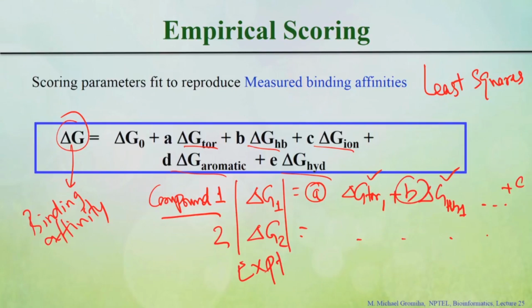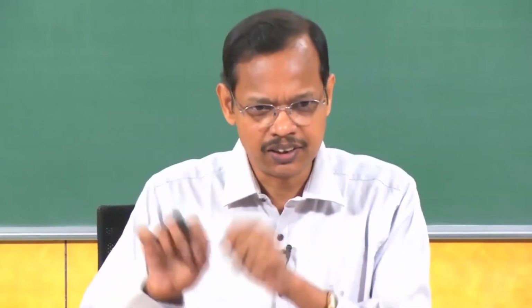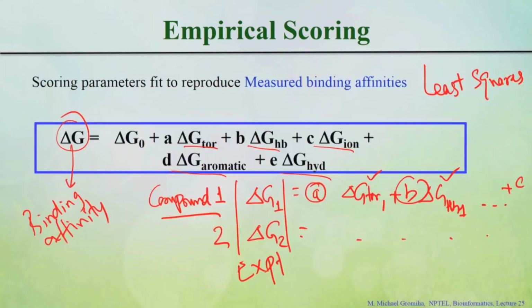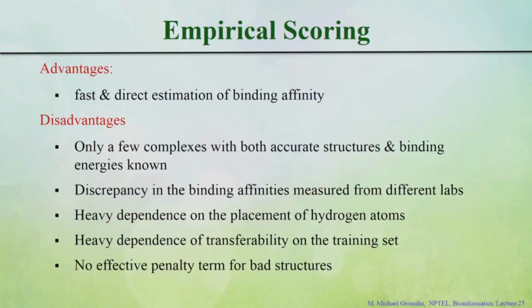So, what are the advantages and disadvantages of this empirical scoring? The advantage is that it is very fast, because we need to calculate only the energy terms. You can also estimate the binding affinity directly, because we have the equation: get the values, substitute them, and you get delta G. Very simple. So, what are the disadvantages?